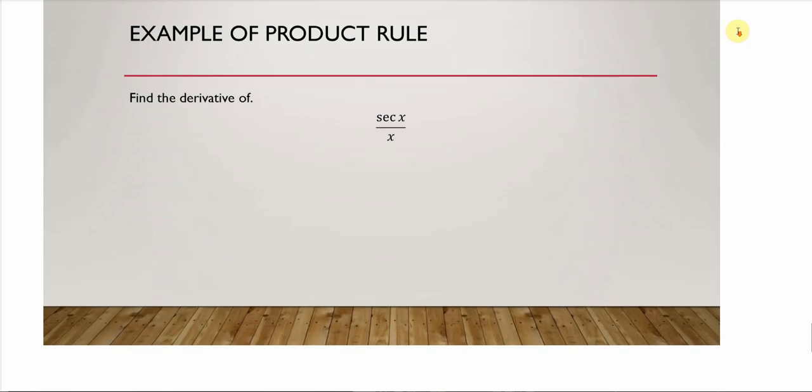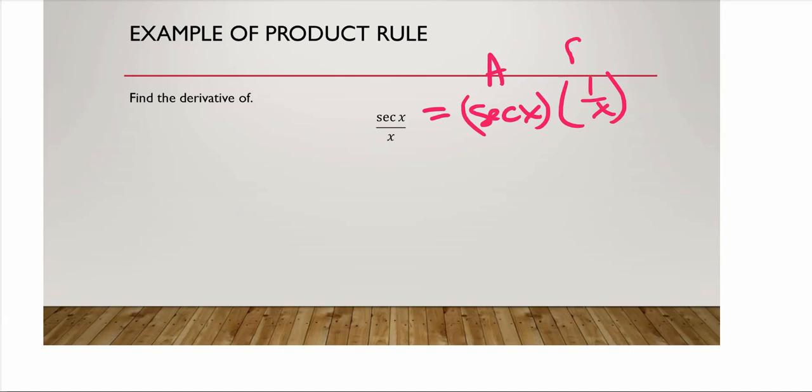So let's try one more. Now in this last scenario, I'm noticing that I'm not giving you the product. I'm actually giving you a quotient. So what we're going to do is rewrite this as secant x times 1 over x. All right, so this will be my A bubble and this will be my B bubble.